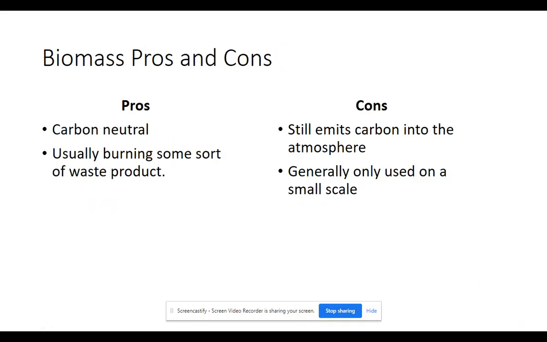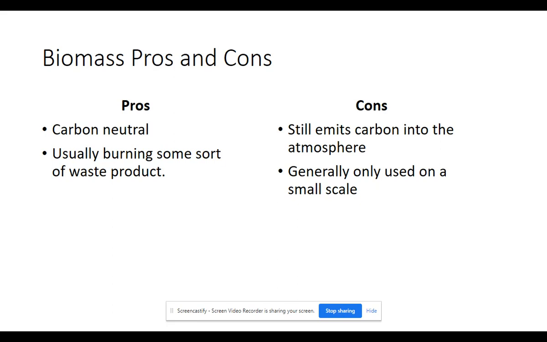So, some pros and cons here. It is carbon neutral. Again, it is taking carbon that was recently taken out of the atmosphere and just putting it back into the atmosphere. That's good. It's usually burning some sort of waste product, something we didn't need and would probably have to let sit there and decompose anyway. So in that sense, it's getting rid of something we don't need, and that's good. Some cons are that it still emits carbon into the atmosphere. At a point where we already have way too much carbon in the atmosphere, we do need to try to decrease that. So that's why it's not super great.